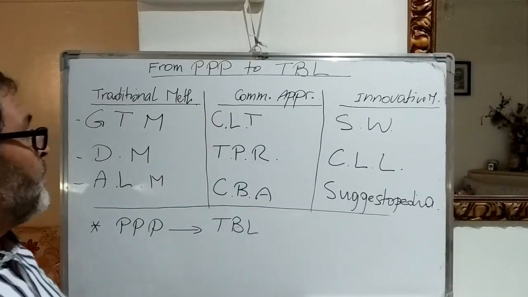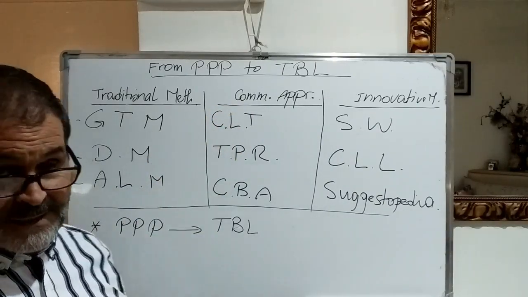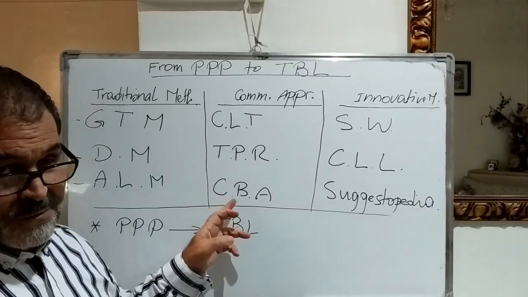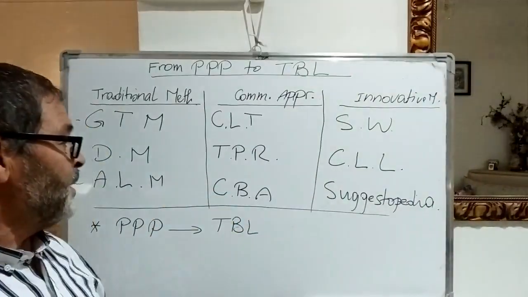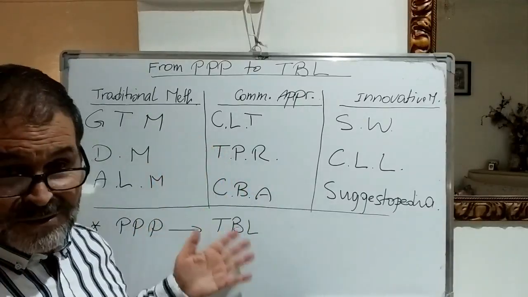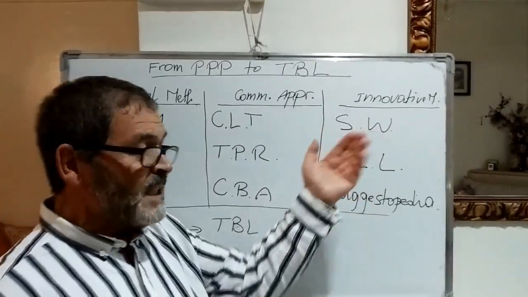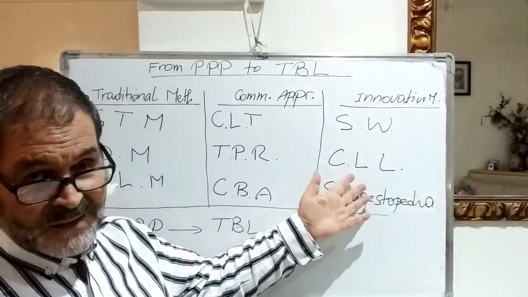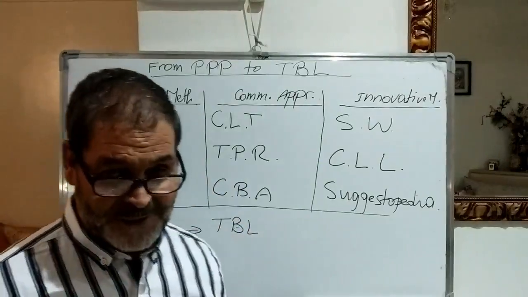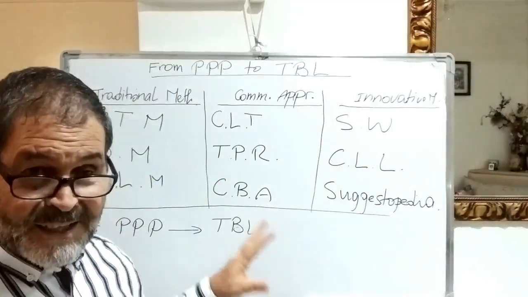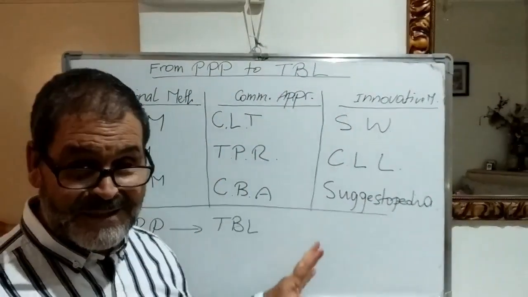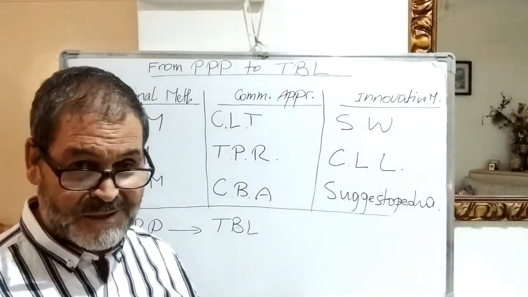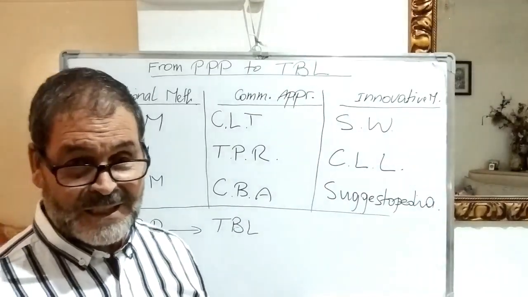Then in the communicative approach, we have CLT, TPR, competency-based approach. And within the competency-based approach, we have task-based learning too. And then innovative methods: the silent way, CLL, communicative language learning, and Suggestopedia. So these are the 9 main methods that we must focus on, and we should know their principles, how they are implemented in the classroom.